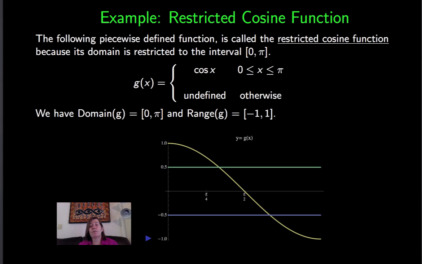I've drawn the graph here, which is just a piece of the graph of the cosine function, and you can see that every horizontal line between -1 and 1 cuts the graph exactly once. Horizontal lines outside of that range don't cut the graph at all, but that does not violate the condition for a one-to-one function. So this restricted cosine function is one-to-one.